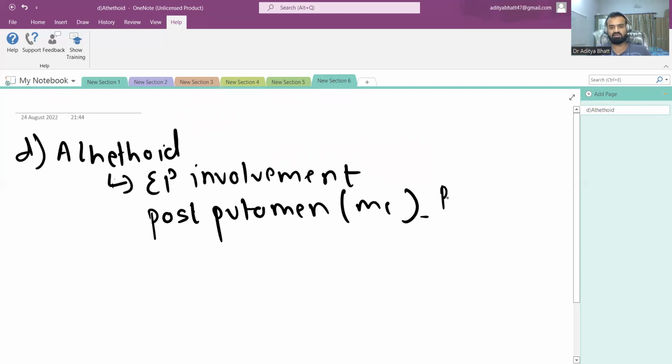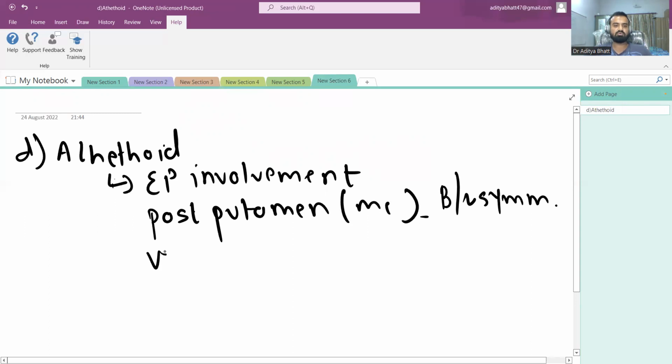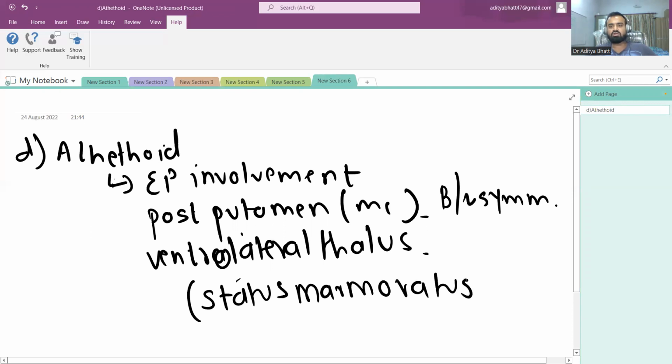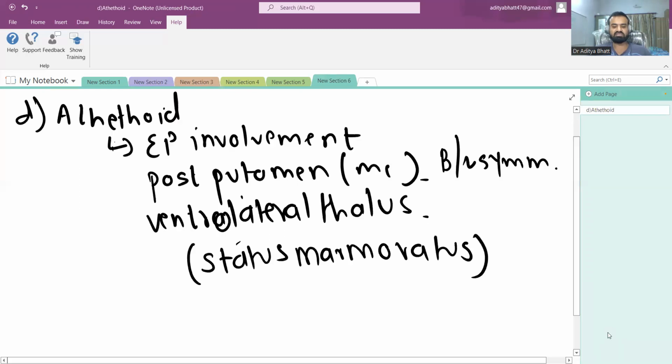Bilaterally symmetrical involvement, and the other common site involved is the ventrolateral thalamus. When the brain is involved from all places, it might be called status marmoratus. So what happens is that there are lots and lots of small areas that are involved in the brain, so it might lead to athetoid CP.